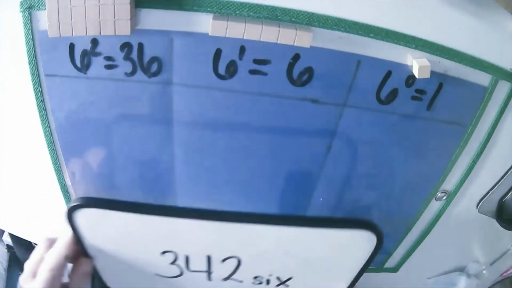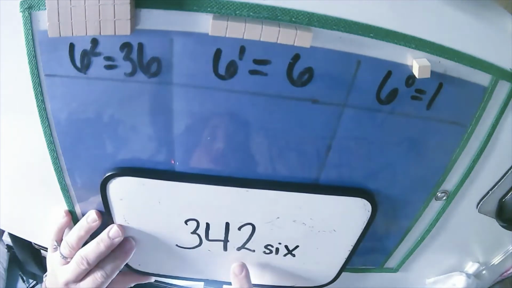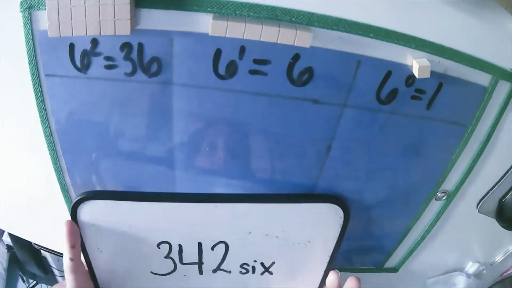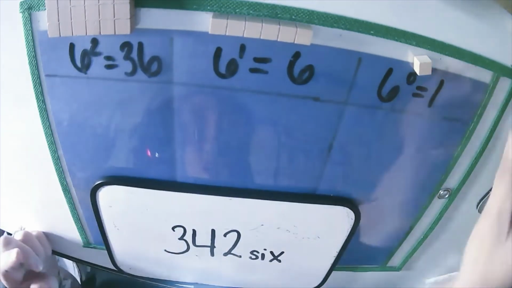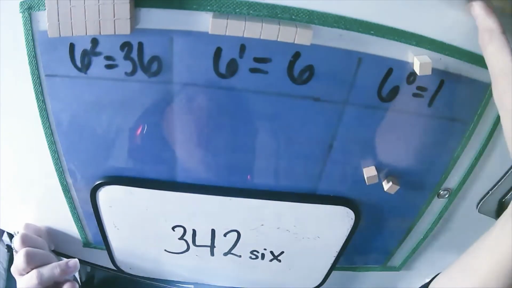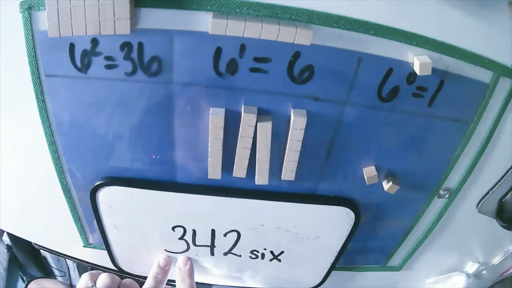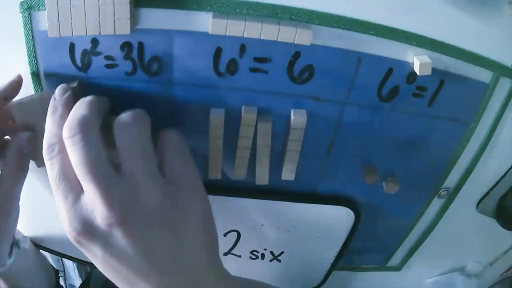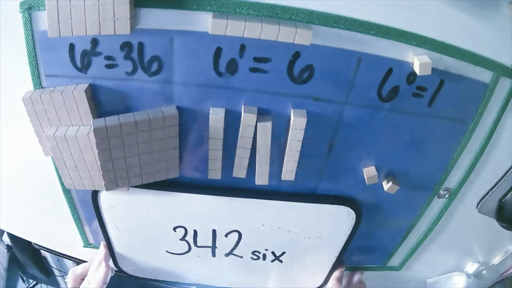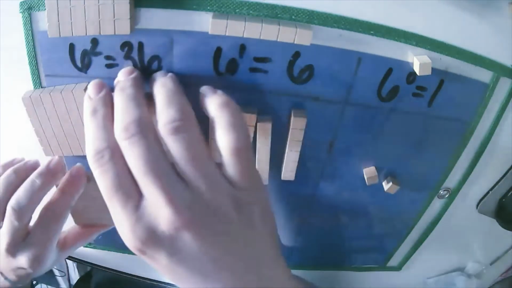Okay, so let's say I wanted to convert 342 base 6 to base 10. So if I look at this, I see I have 2 units, 4 strips, 4 longs, 4 rods, whatever you want to call them, 3 mats, 3 boards. Okay, so I've got all my manipulatives there. Let me spread these out.